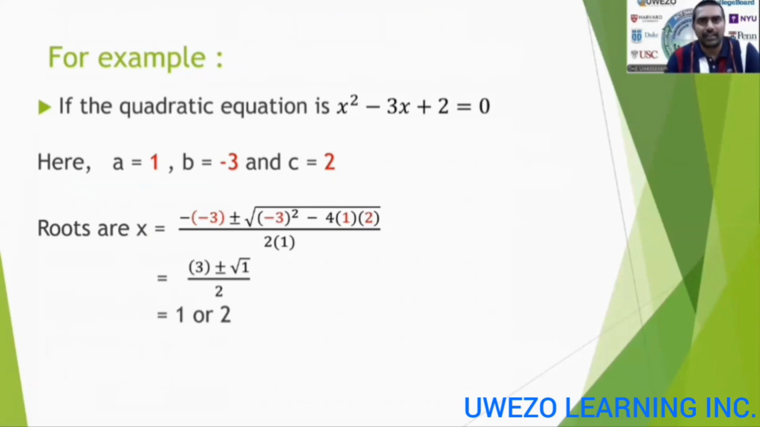Again, we can think of an example here. If the quadratic equation is x² - 3x + 2 = 0, then in this case, the coefficient of x² would simply be 1, the coefficient of x is -3, and the constant is 2. So you could apply the formula and solve for the roots.